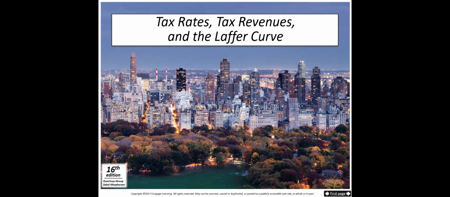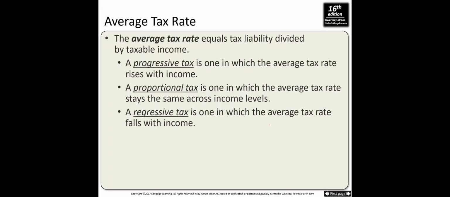Now let's talk about tax rates, tax revenues, and the Laffer curve. Average tax rate equals tax liability divided by income. So if you are paying 3K total tax out of your 30K annual income, then your average tax rate is 10%. How do we find it? 3 divided by 30, which is equal to 1 over 10 or 0.1, multiplied by 100 to find a percentage, 10%.